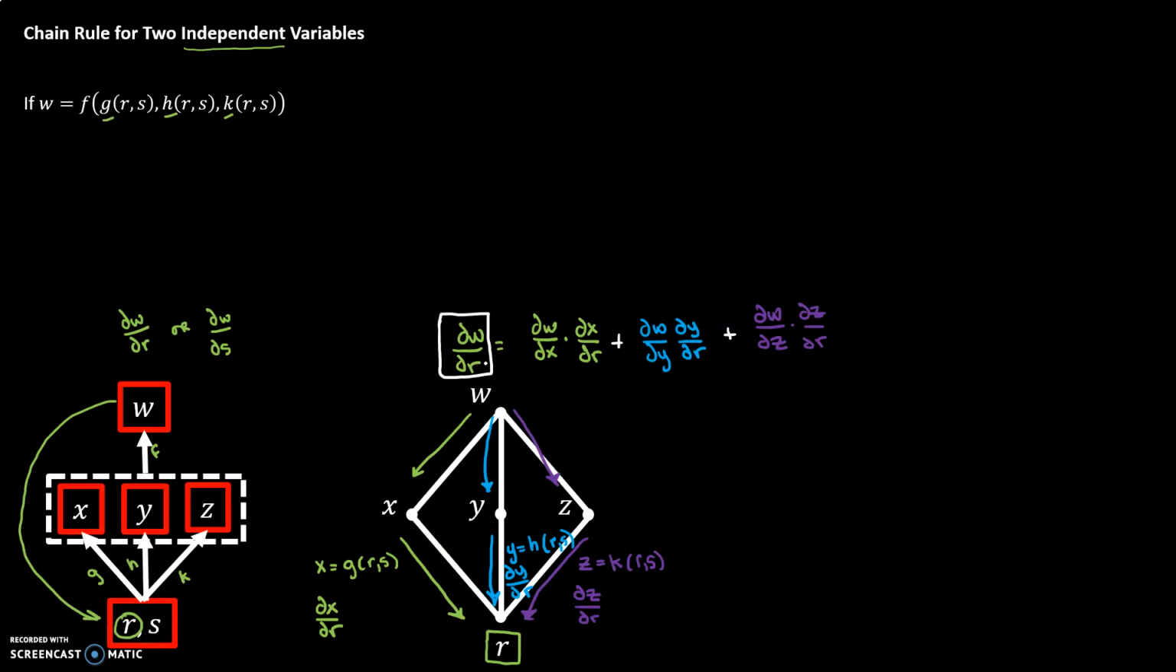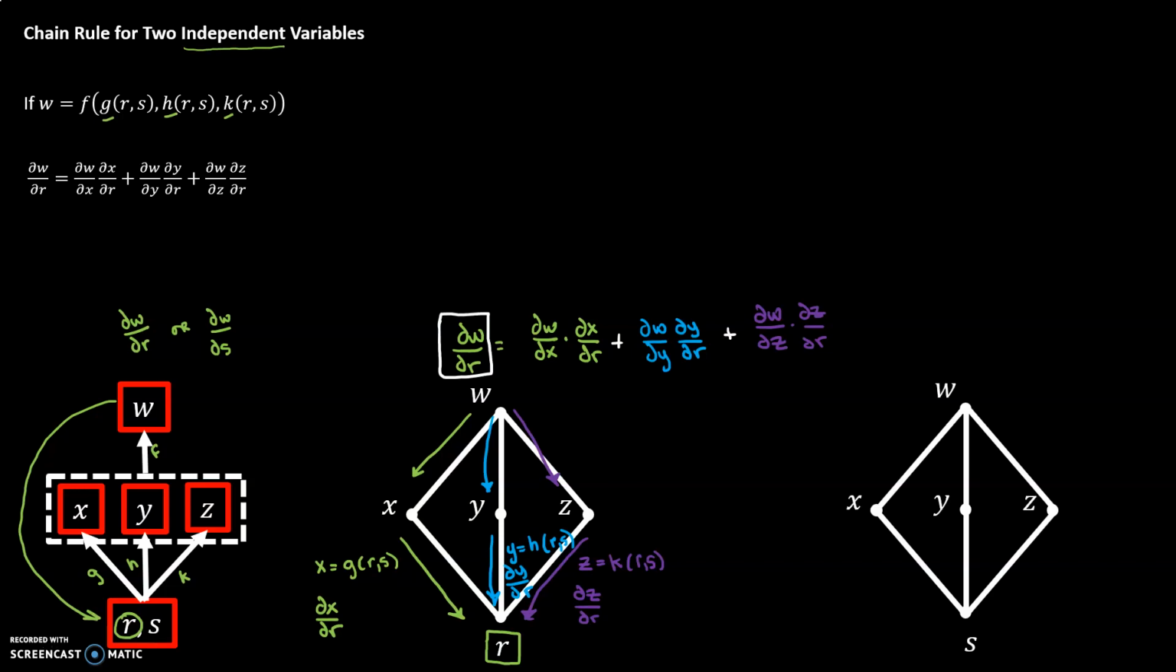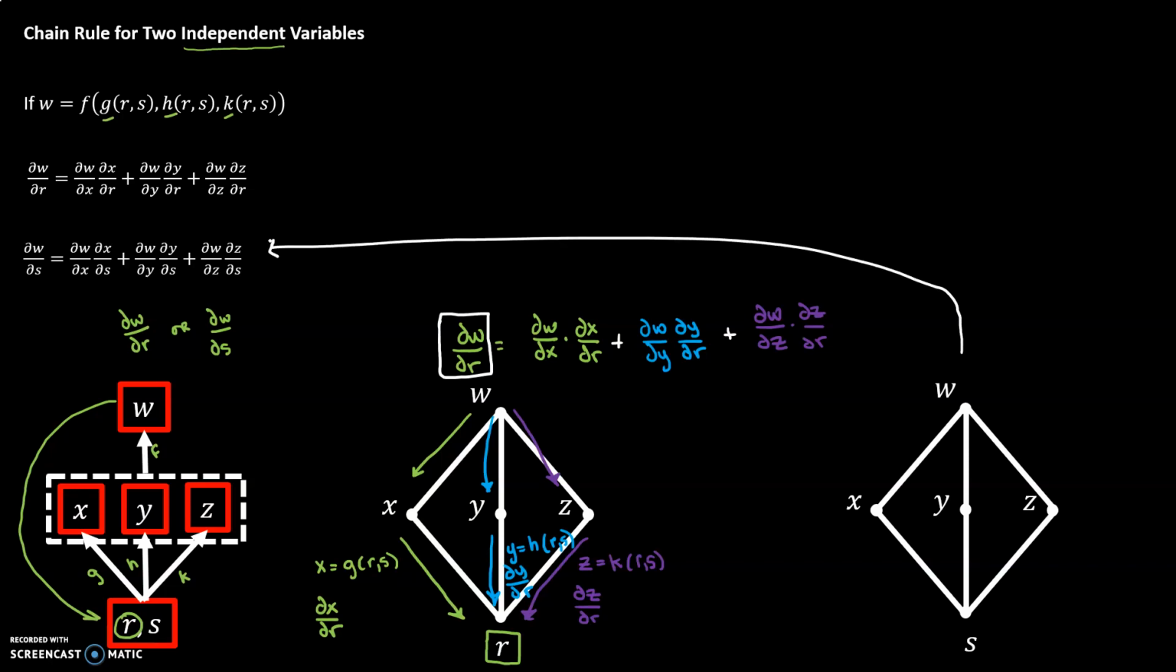We can do the same thing for the partial with respect to s. I'm not going to walk through this entire diagram, but I encourage you to. See if you can come up with the notation for the partial derivative of w with respect to s, and then match it with what I have written at the top of the screen on the left. See if you can create that diagram, read down all the branches, and see if you get the same thing that we have here on the screen.